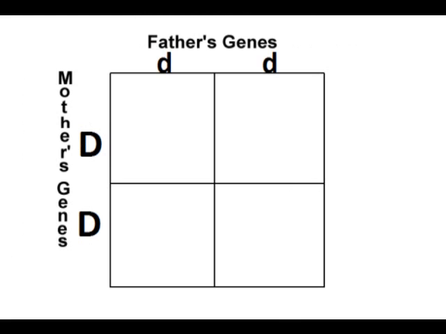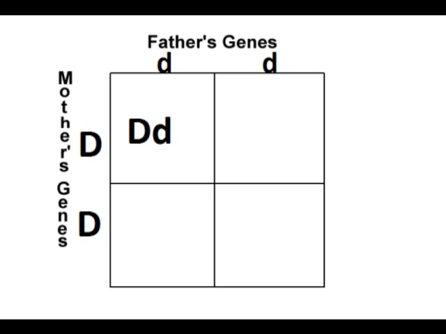Here's our empty Punnett square. We're going to list Jennifer's genotype down the side. We're going to list Ben's genotype across the top, one allele per square. In the first square, we're going to drag Jennifer's allele into the square and drag Ben's allele from above into the square. The resulting genotype is big D, little d.